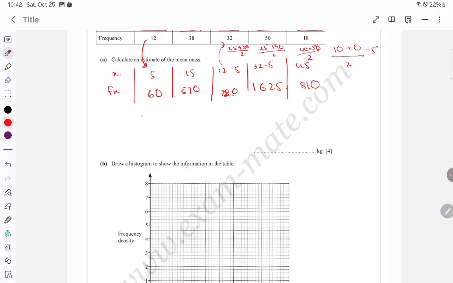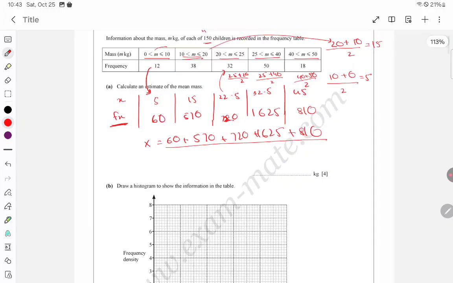For the mean mass, x equals the sum of frequency times midpoint: 60 plus 570 plus 720 plus 1625 plus 810, divided by the total number n, which is here 150. We get our x, which is the mean mass, 25.2 kg.